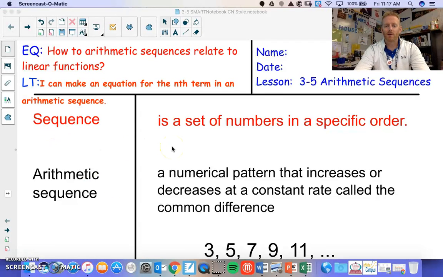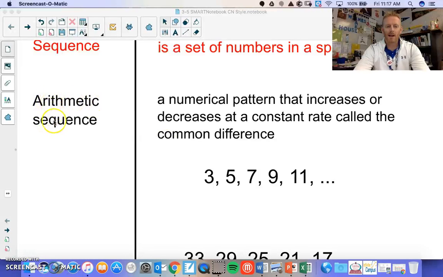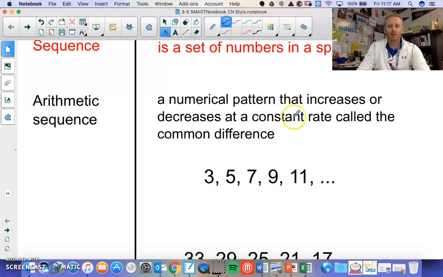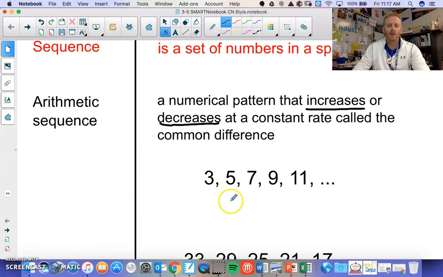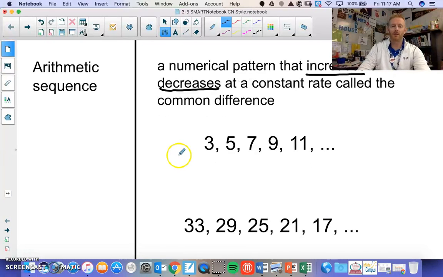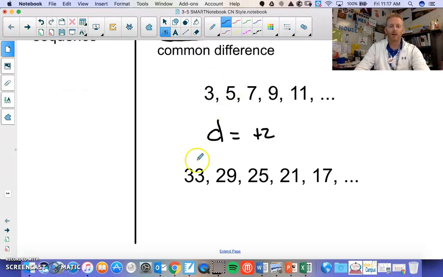Sequences are just a set of numbers that are in a specific order. An arithmetic sequence is one that increases or decreases at a constant rate. So we're looking at the words increase or decrease, which means that things are going to be adding every single time by the same number or subtracting every single time by the same number. So this one, our constant rate, and we're going to call our constant rate D, is a plus 2. And on the next one, see that they're going down by 4 every single time. Our constant rate D is a negative 4.